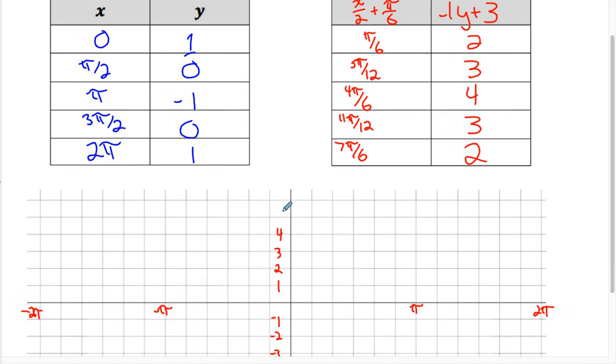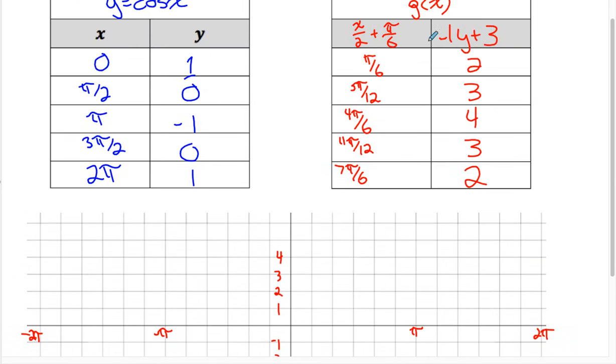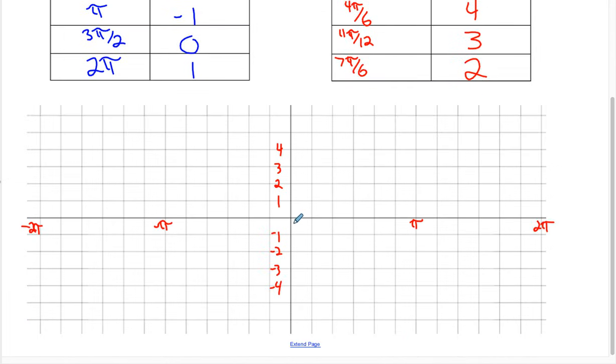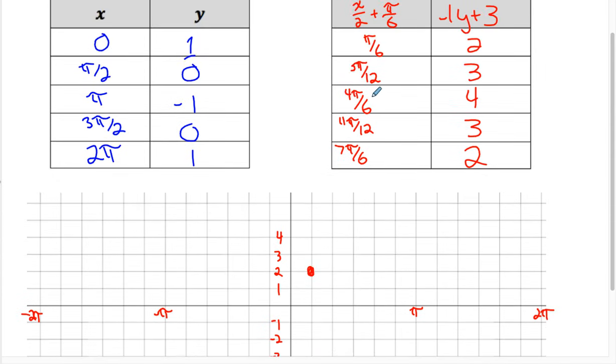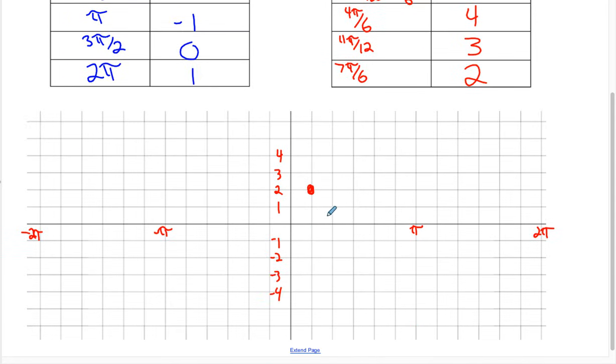Now I can plot my points. So pi over 6, 2. So that means I need to go 1 pi over 6. Since my scale is going by pi over 6, that means 1 tick mark, and then a y value of 2. 5 pi over 12. Well, it'll be easier to graph this if I convert it to a denominator of 6. So I need to divide top and bottom by 2. 2.5 pi over 6. So that means go 2.5 tick marks, and then my point was up at 3.